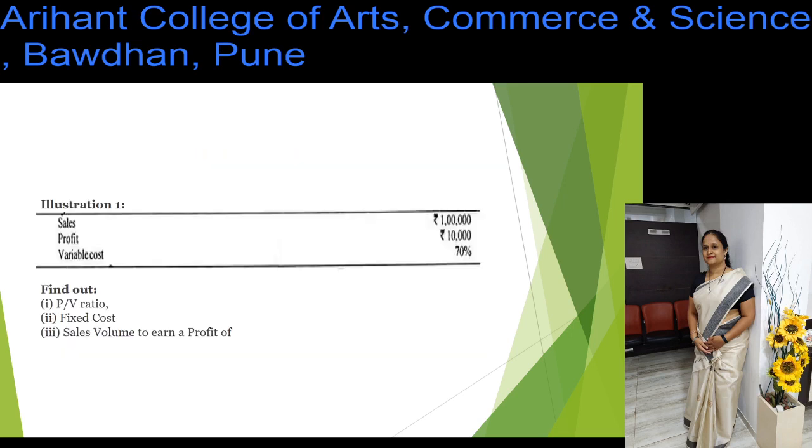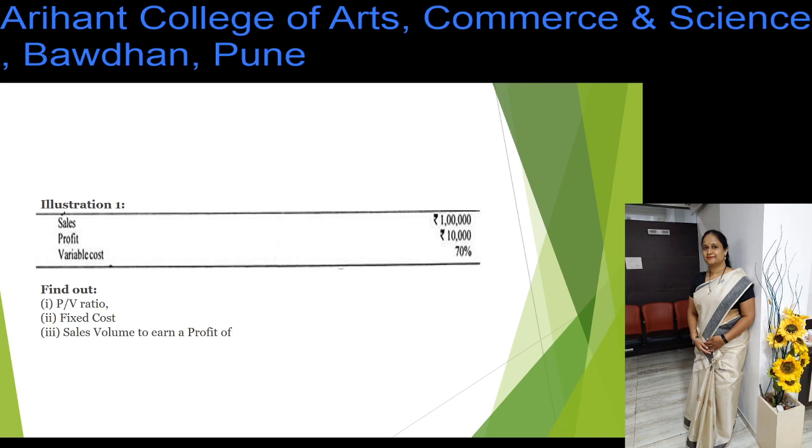Now let us consider one example. The information given is sales rupees 1 lakh, profit rupees 10,000, variable cost 70%, and you need to find out profit volume ratio, fixed cost, and sales volume to earn a profit of, I think, 40,000. I missed writing it. So you are given only three points: sales, profit and variable cost. You need to find out fixed cost. How will you get fixed cost? Then you need to calculate PV ratio and sales volume to earn a profit of rupees 40,000.